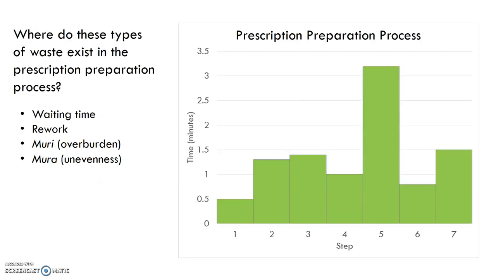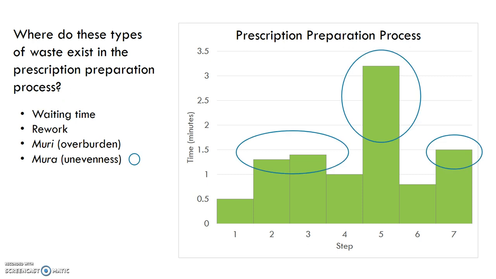So when we last met, we were looking at 4 different types of waste and where those types of waste might occur in our Hopewell Hospital Pharmacy prescription preparation process. And we're specifically focusing on 3 types as we look at the histogram. We're looking at waiting time, MURI, or overburden, and MURA, or unevenness. So let's look at these and compare what I'm proposing here to what you came up with before you started video number 2.